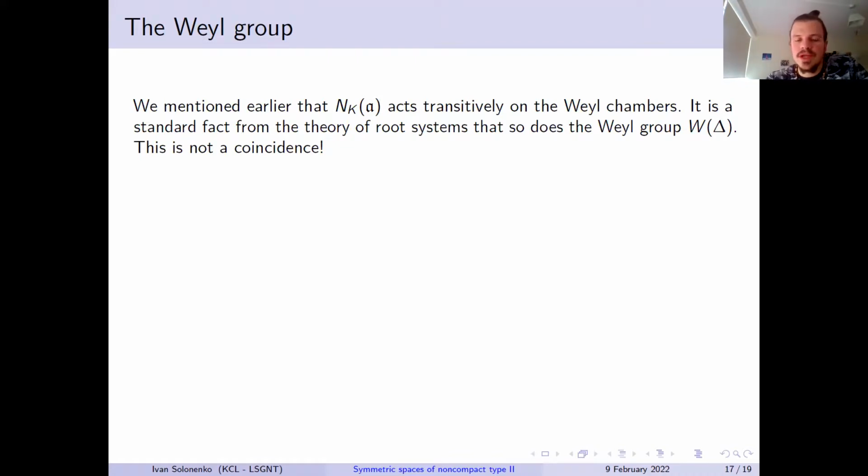So remember that we mentioned earlier, when we said that the choice of positive roots didn't matter, our reason was that the normalizer N_K(A) acts transitively on the Weyl chambers. But remember that it's a standard fact from the theory of root systems that so does the Weyl group. The Weyl group of a root system acts simply transitively on the set of Weyl chambers. And this is not a coincidence.